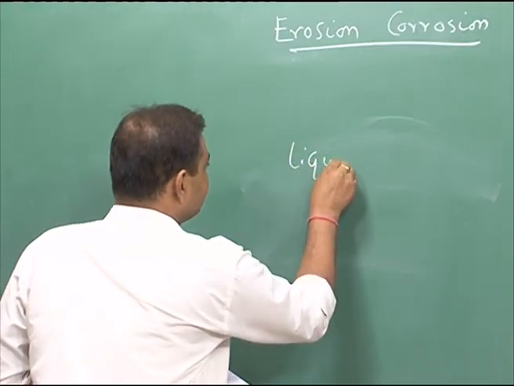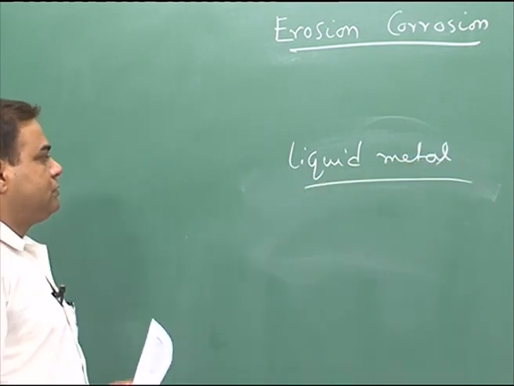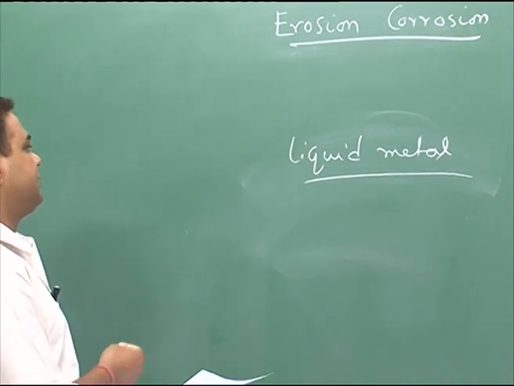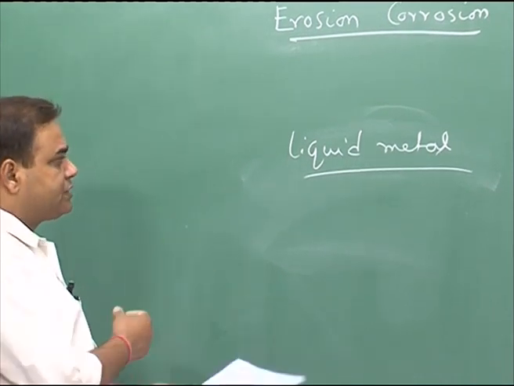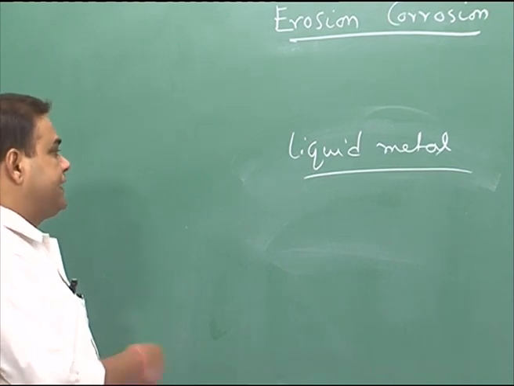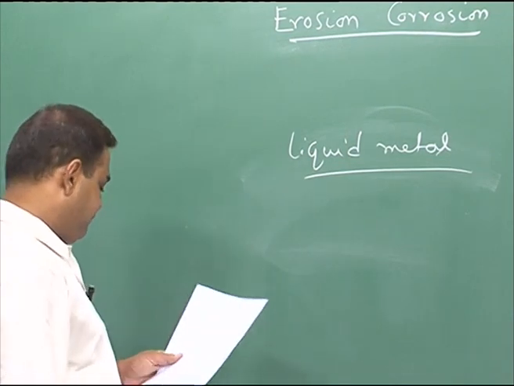Now, it can also be formed by liquid metal. If a chamber is holding a liquid metal, that metal, due to the relative movement of the metal surface, could get damaged, and that is a part of erosion corrosion also.